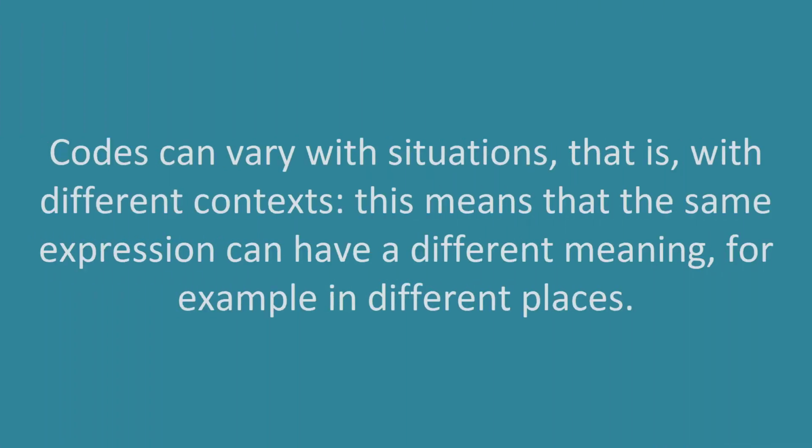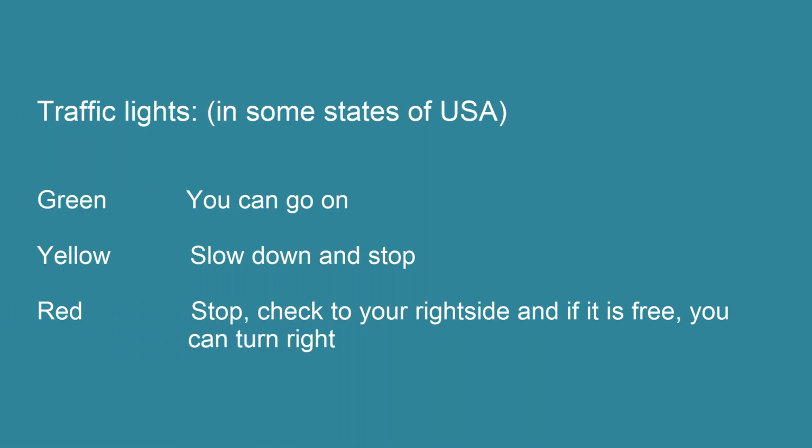In everyday reality, it can happen that the code through which the message is encoded and the one through which it is decoded are different. Codes can vary with situations, that is, with different contexts. This means that the same expression can have a different meaning, for example, in different places. If we return to the example of the traffic light, it may happen that in places different from Italy, the system of meanings is different.